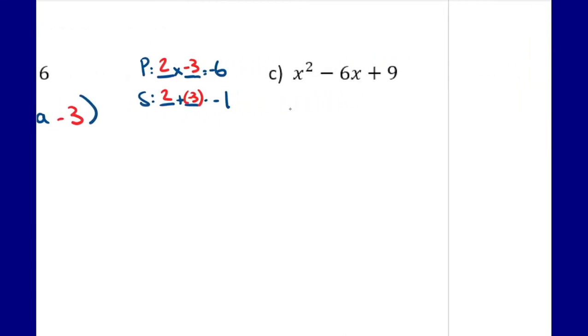For the last one, same idea. I know I'm going to have two brackets because it's a simple trinomial. X is going to be my first term. Now I'm looking for two numbers that multiply to give me 9, and two numbers that add to give me negative 6. Well, two numbers that give me 9: 3 and 3.